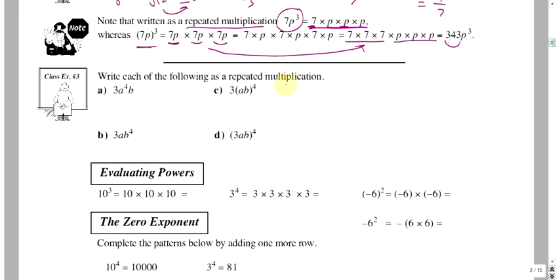Write each as repeated multiplication. So all you want to do is break it out into all its bits and pieces. A to the 4th power, how many a's is that? 1, 2, 3, 4, and I have 1b, and that's it.